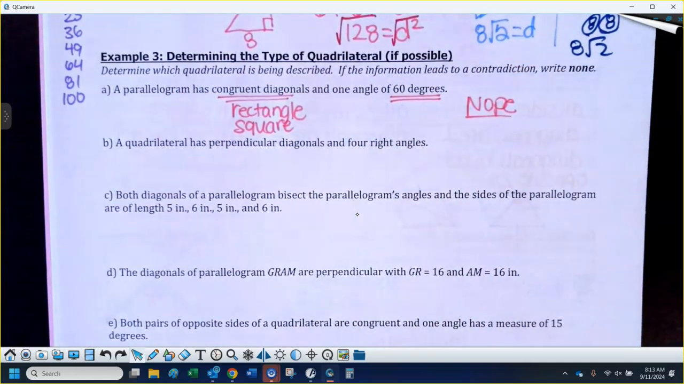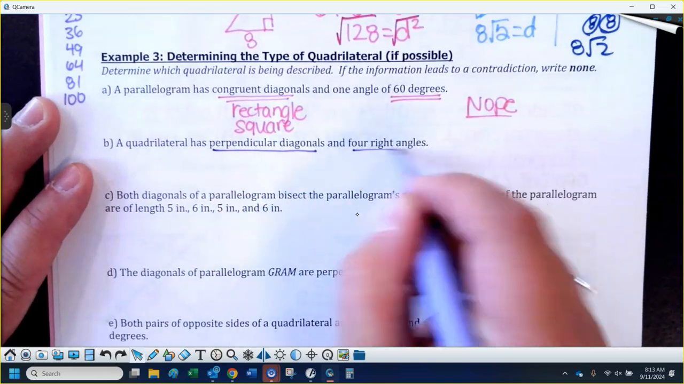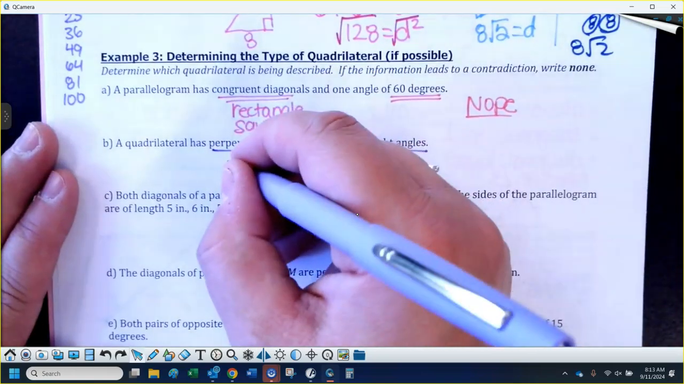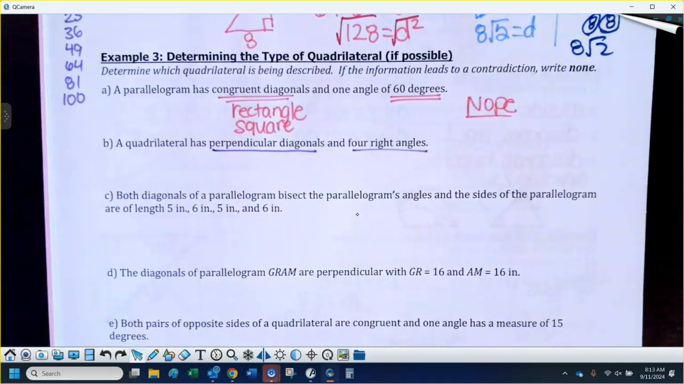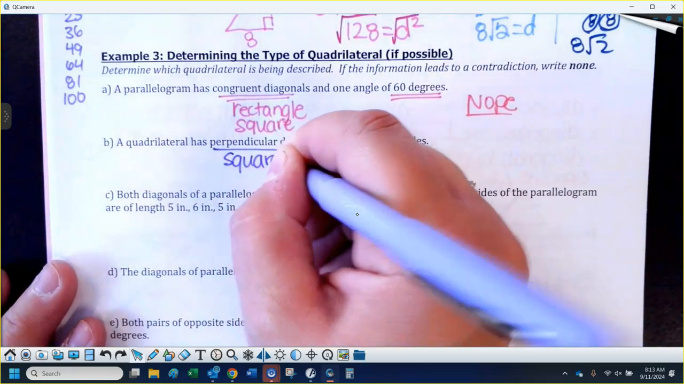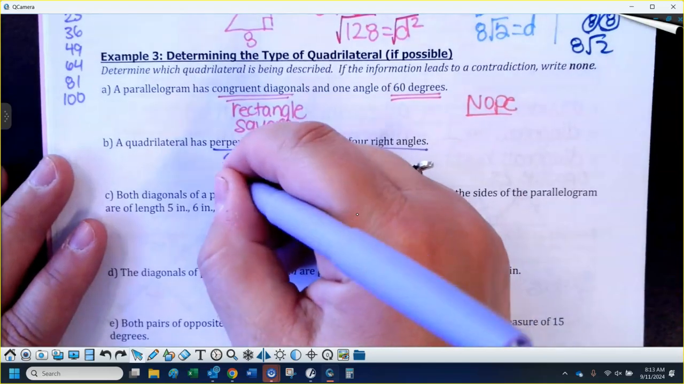All right. The next one, we're just going to kind of compare properties. Quadrilateral, so 4 sides, perpendicular diagonals, and 4 right angles. Okay, perpendicular diagonals. Do you guys remember which ones have perpendicular diagonals? There's 2. The diagonals are 90 degrees. Which 2? Square, definitely. The rectangle diagonals are congruent, but they don't run into each other at a 90-degree angle. It's a rhombus.